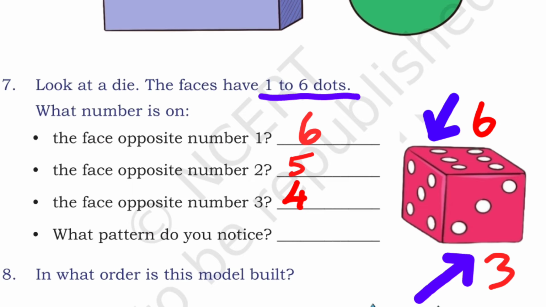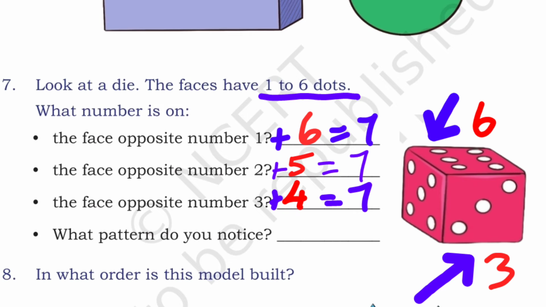Do you know how I am finding this out? Because always the sum of the opposite faces will be equal to number 7. For example, the first one, 1 plus 6 is equal to 7. Second one, 2 plus 5 is equal to 7. The third one again, 3 plus 4 is equal to 7. So if we add the opposite faces, it will sum up to 7. Like that you can find the answer.